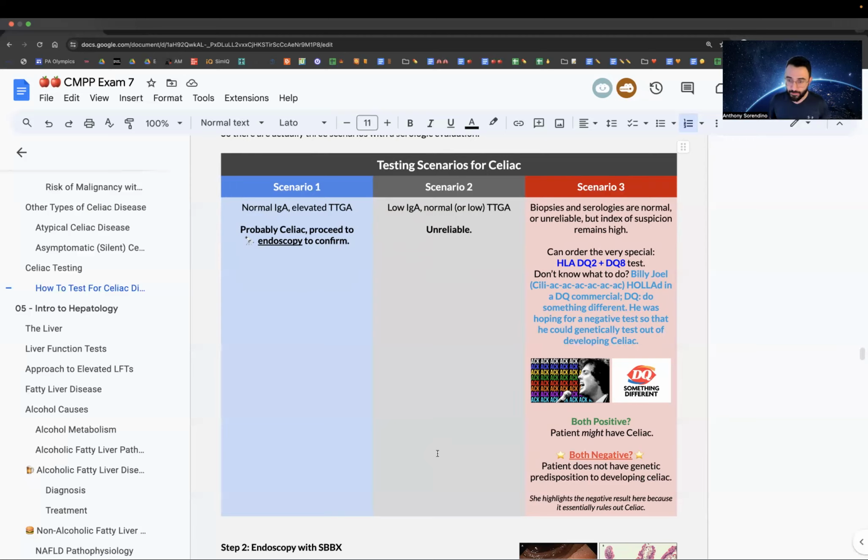How I remember this is Billy Joel with celiac, he hollered in a DQ commercial. What the hell does that mean? So celiac, obviously. Holla is like HLA, and DQ is this DQ2, DQ8. So DQ, do something different. Billy Joel was hoping for a negative test so that he could genetically test out of developing celiac.